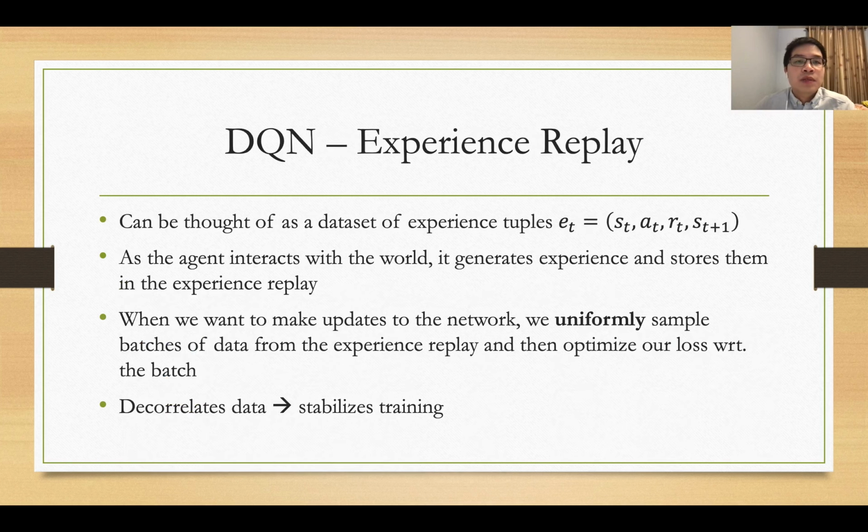Next, we have the experience replay, which was used to stabilize training, and it can be thought of as a data set of experience. As the agent interacts with the world, we store those interactions in the experience replay, and then when we want to update our loss, the agent uniformly samples batches of data from the experience replay and optimizes our loss with respect to the batch. By randomly sampling from the replay, this decorrelates the data and stabilizes training.